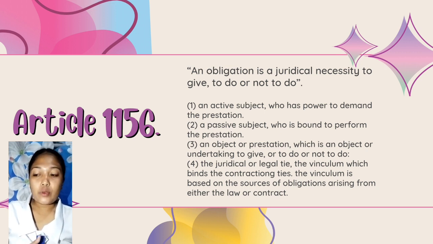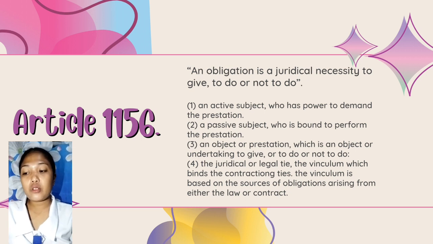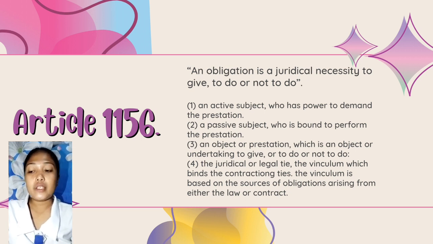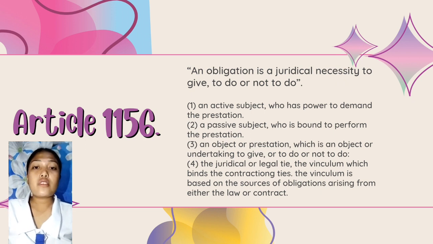And the last element is the juridical or legal tie, the vinculum which binds the contracting parties. The juridical tie or the vinculum is based on the sources of the obligations arising from either the law or the contract. It is important to identify the prestation in certain obligations, because once the prestation is identified, you can determine who the passive subject is, from whom the active subject can demand the fulfillment of the obligation.